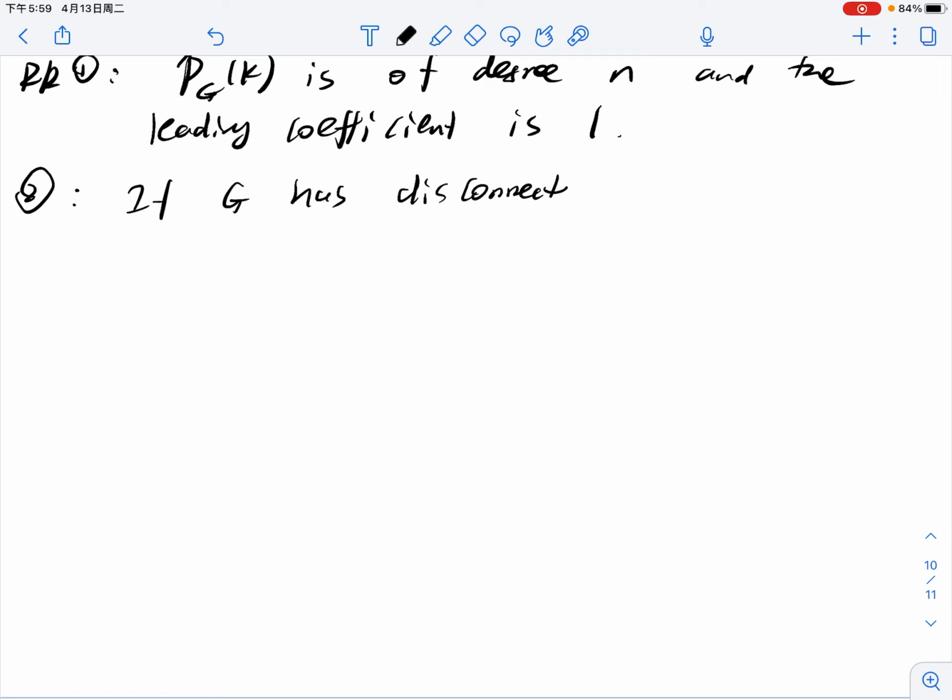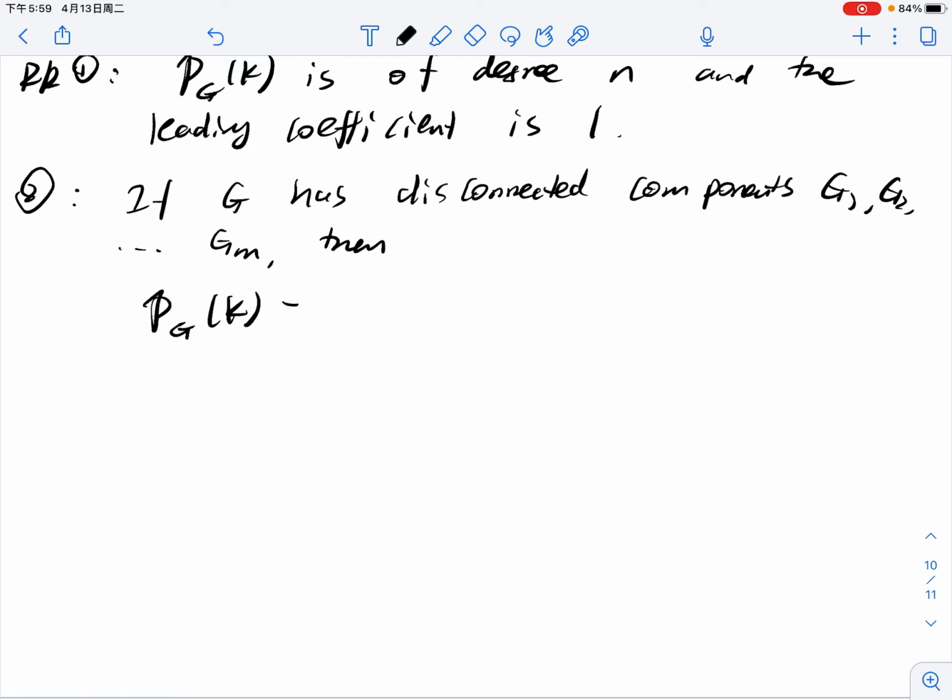And the second remark, if G has disconnected components G1, G2, Gm, then the chromatic polynomial is the product of the chromatic polynomials of each connected component. Here are the connected components. G2K all the way to PGMK. Okay.